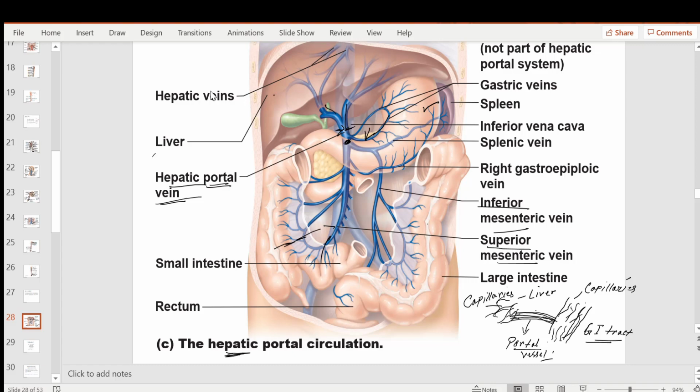This is the liver. So this is the hepatic portal circulation to transport the nutrients from the GI tract to the liver. Why should blood go to the liver first from the GI tract? Because the nutrients are first processed in the liver. Liver is the organ that first processes the nutrients. Okay, so that is the hepatic portal circulation.